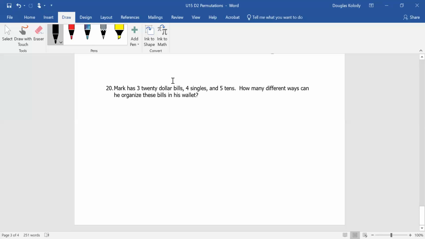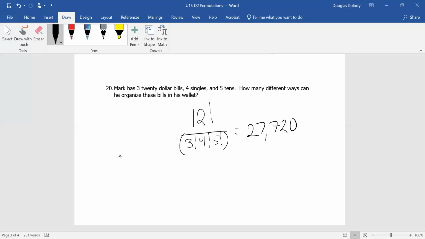Okay. So how many total bills are in his wallet? 3 plus 4 is 7. 7 plus 5 is 12. If all of the bills were different bills, there would be 12 factorial ways to arrange them. But since 3 of the bills are identical 20s, you divide by 3 factorial. Since 4 of the bills are identical singles, divide by 4 factorial. Since 5 of the bills are identical tens, divide by 5 factorial. And if I plug all that into my calculator, I get an answer. And that answer is 27,720 permutations.